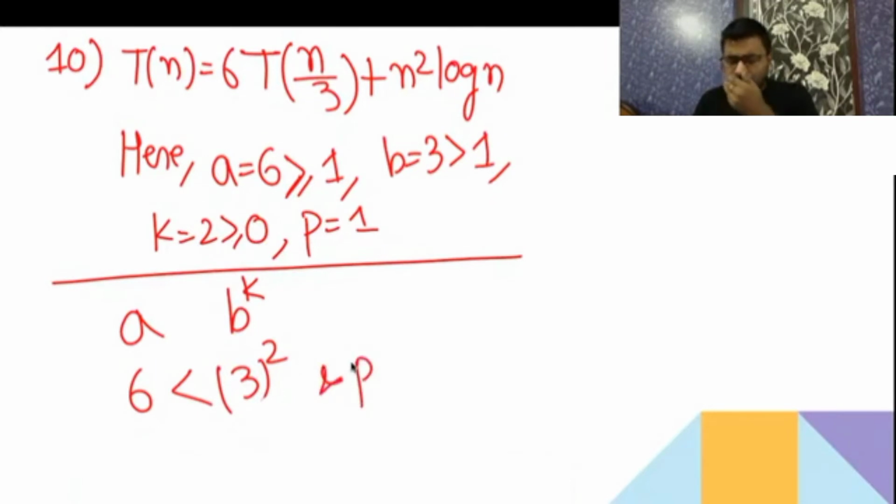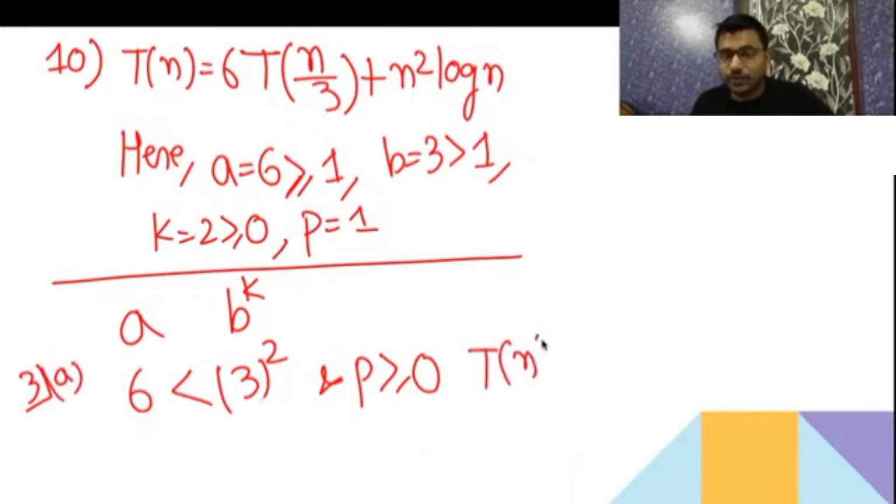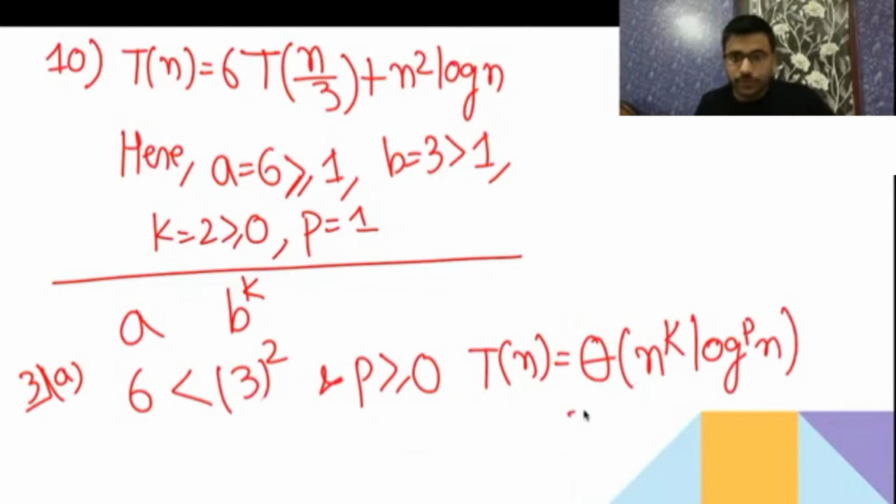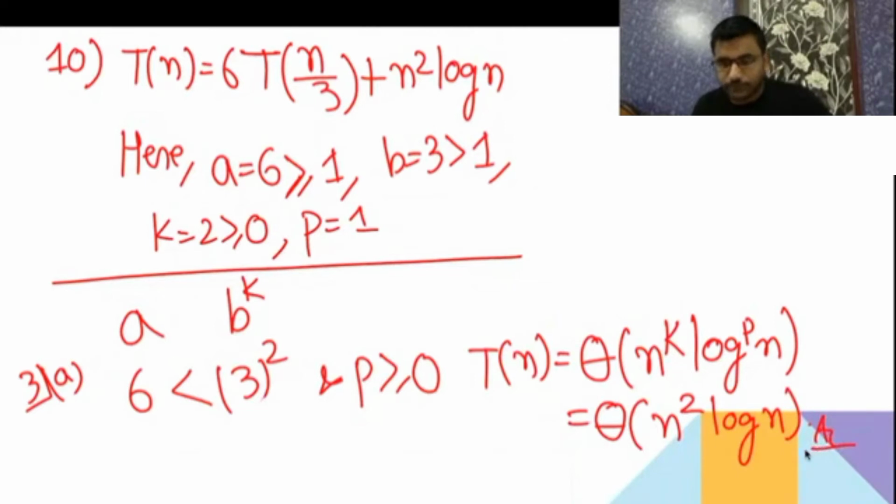And P is greater than or equal to 0. So condition 3A. Then Tn is going to be theta of n to the power k log to the power p n. Not n square. So theta of n square log n, k is 2, p is 1. Now see the next one.